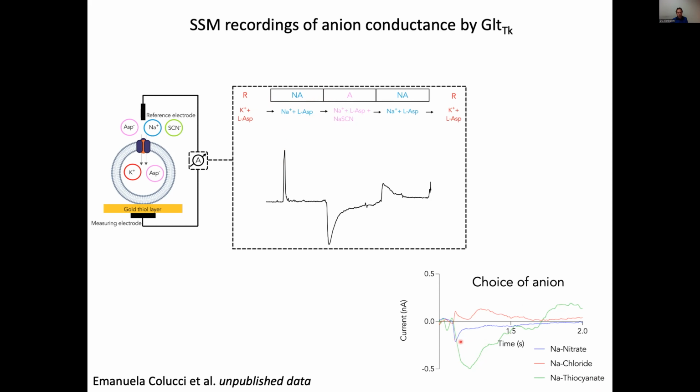More permeant than nitrate, and with chloride we see actually hardly any signal at the moment. So now you see, instead of the positive current, a negative current, because what you're measuring here is the anionic current from the anion channel.